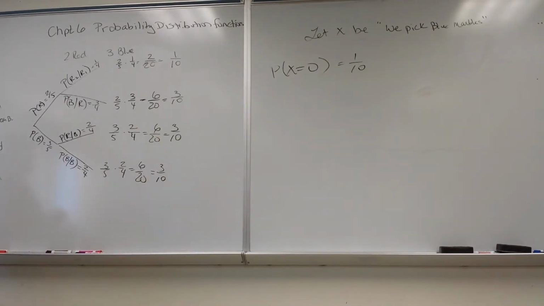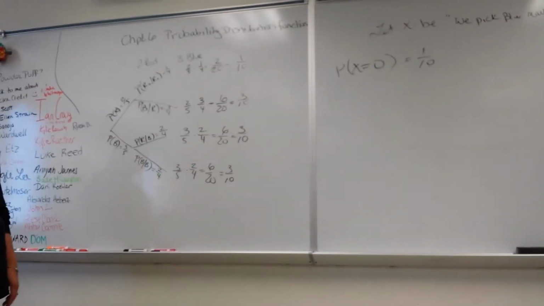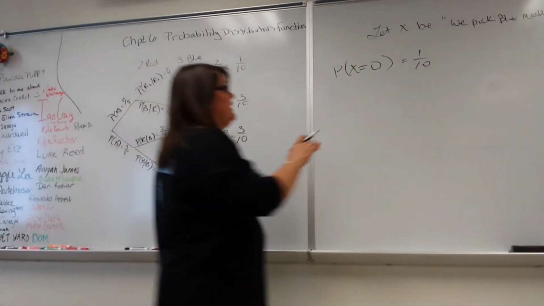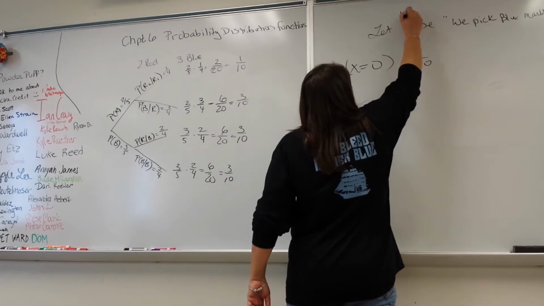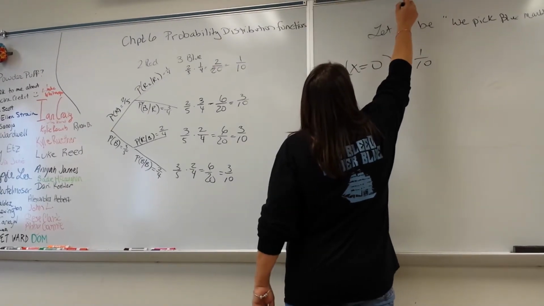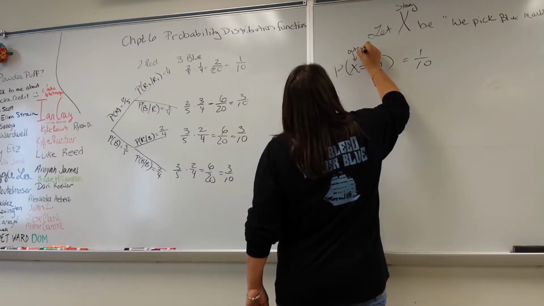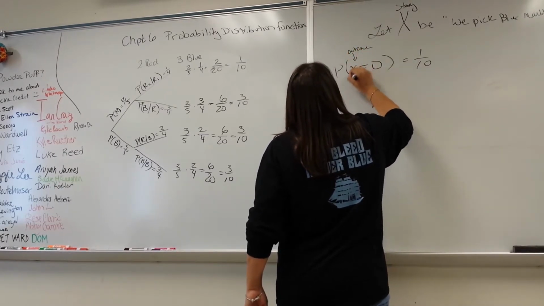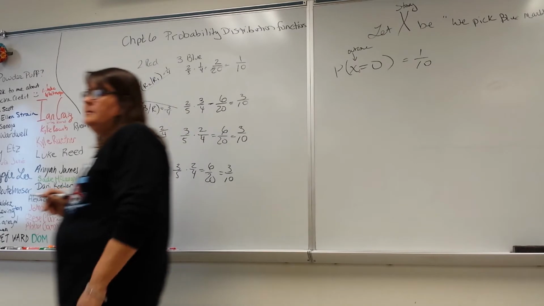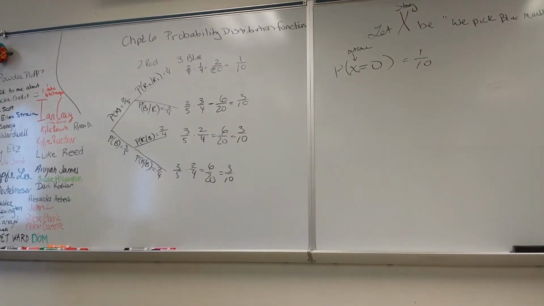What's the next scenario? Is that a big X or a little x? This is big X, the scenario, the story. This is little x, the outcome. So make it the little x. What's the next outcome that could have happened? Order doesn't matter in this case, right?